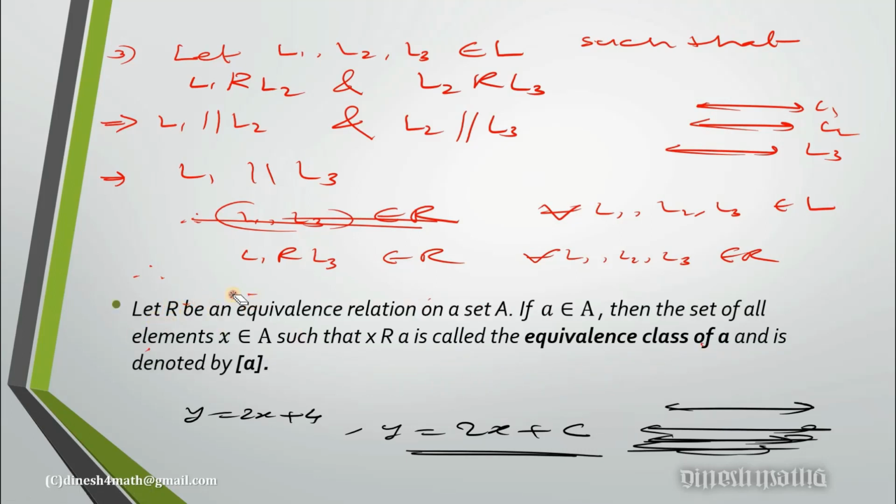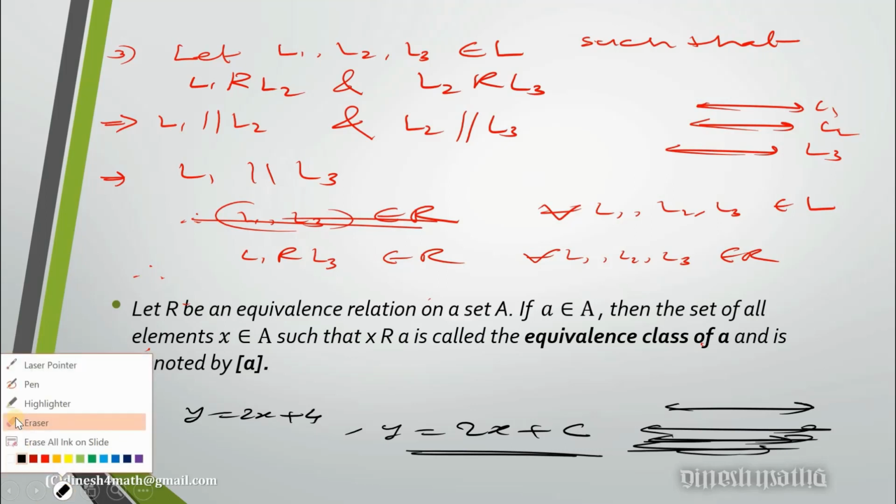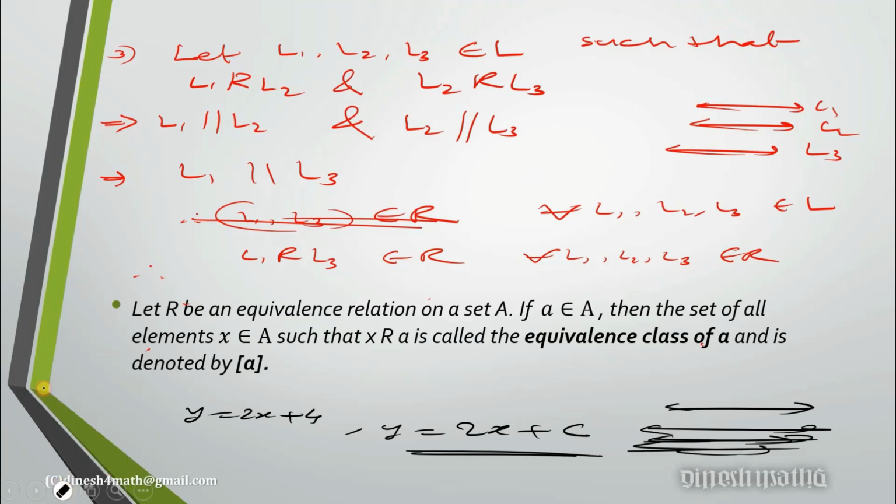Let R be an equivalence relation on a set A. If a belongs to A, then the set of all elements x belongs to A such that x is related to a is called the equivalence class of a and is denoted by [a]. Sometimes it will just say equivalence class, so you can use that idea. Okay, so we'll move on to the next question.